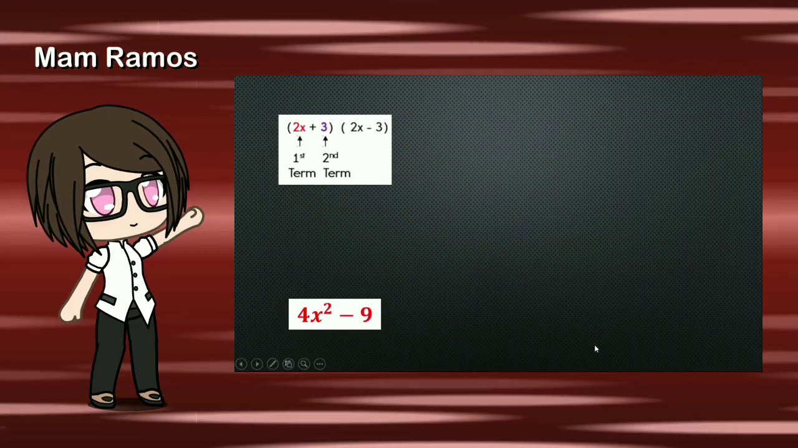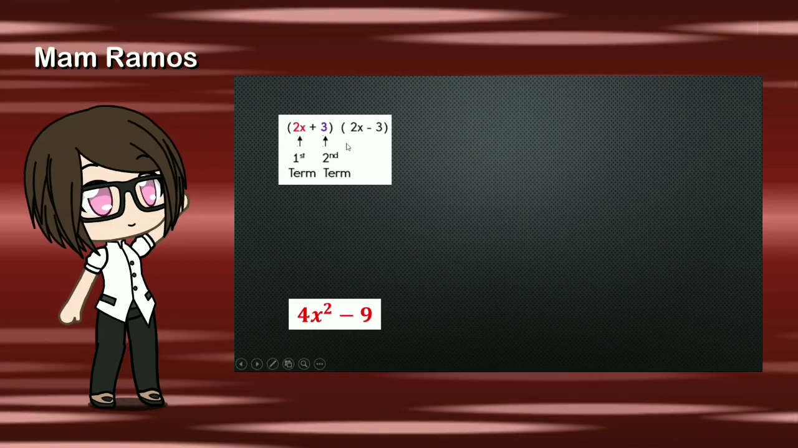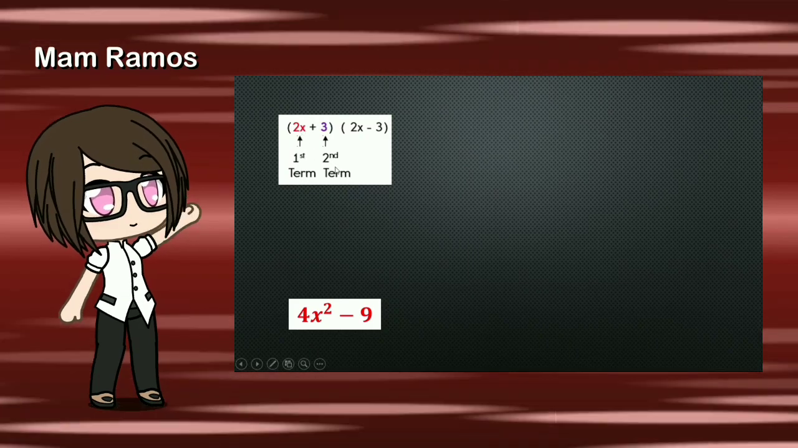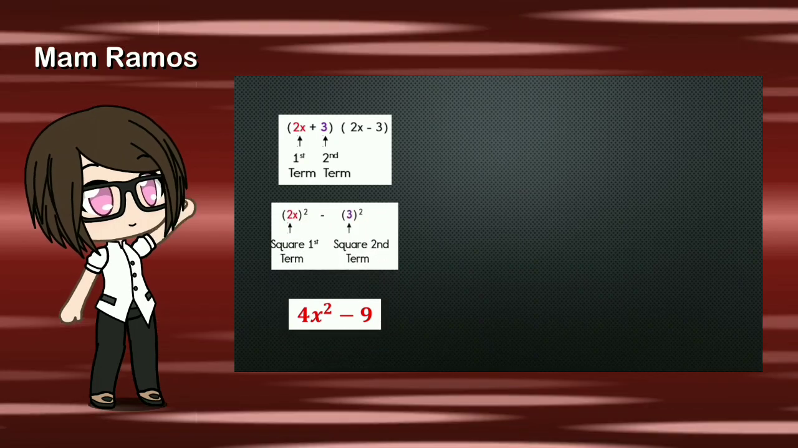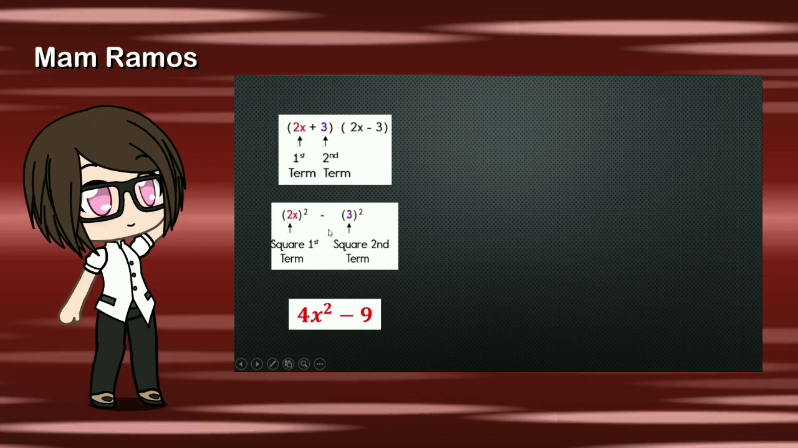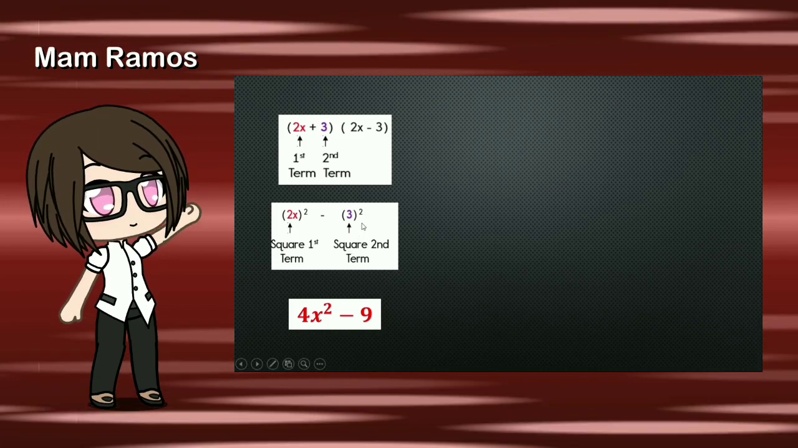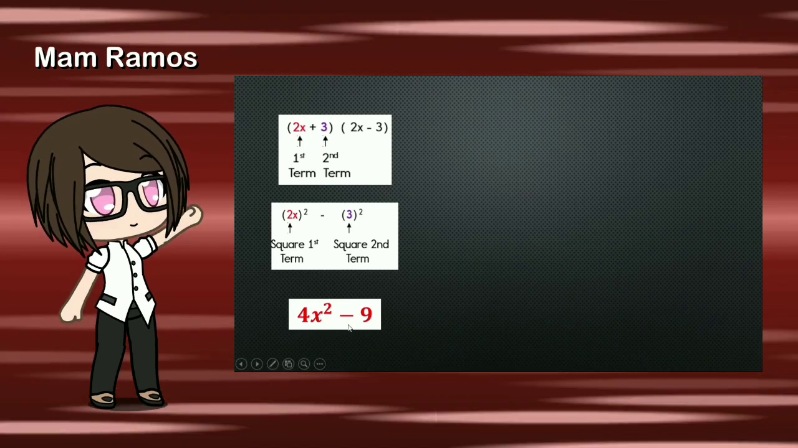We have the given example. Quantity 2x plus 3 times 2x minus 3. The first term is 2x and the second term is 3. We have to square the first term, which is quantity 2x raised to the second power, minus the square of the second term, which is quantity 3 raised to the second power. The answer is 4x squared minus 9.